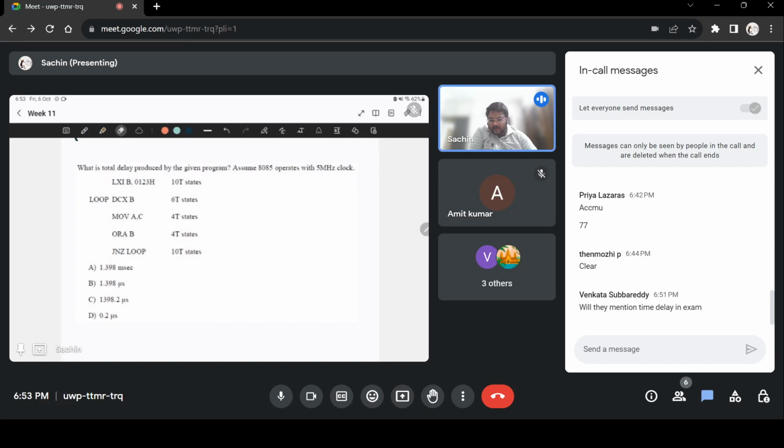Then there's a loop. DCX B, move contents C to A, and ORA, then JNZ loop.